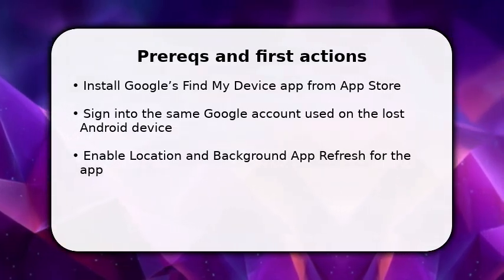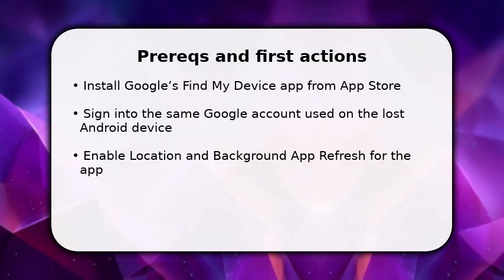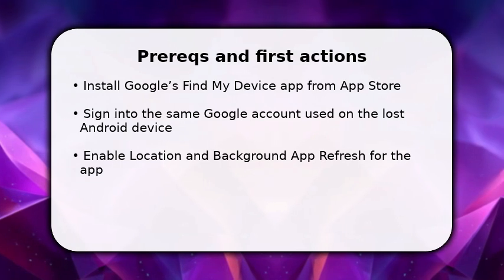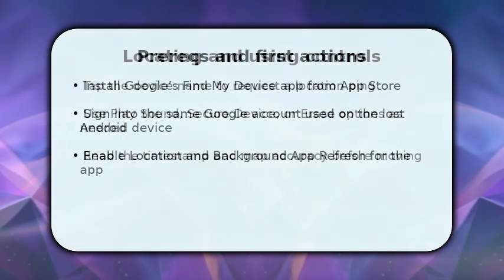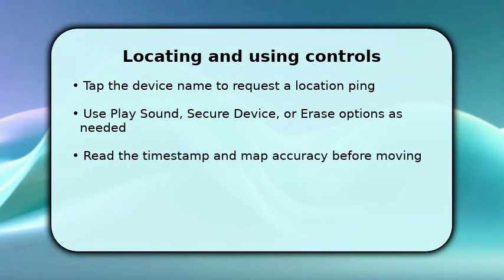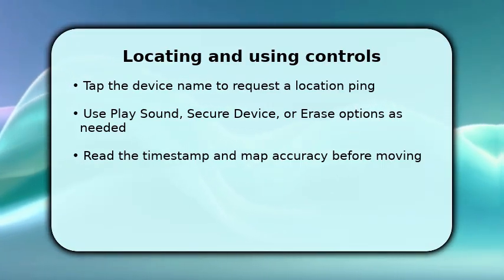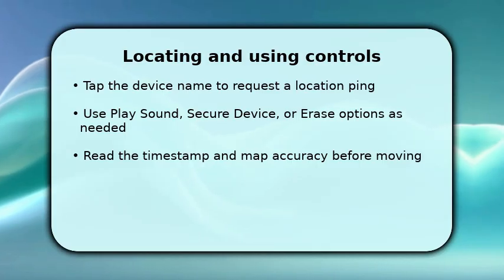Now open the app and confirm the account name at the top. This ensures you're searching the correct Google identity before asking the service to locate the phone. You'll now request a location and choose an action. Tap the device listed and press locate to ping it. The map will show the last known position and accuracy circle.